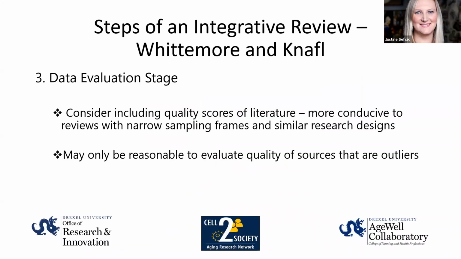So now you've figured out how many papers you have. Let's say you have 8, maybe you have 30. Well, how do you evaluate this data? For the Whittemore and Knafl approach, and similarly if you have a systematic review, or more so if you're doing a systematic review, you have to consider what quality scores you're going to give to literature. For an integrative review, because the types of articles you're reviewing are typically so dissimilar, you might not be able to use just one quality score.